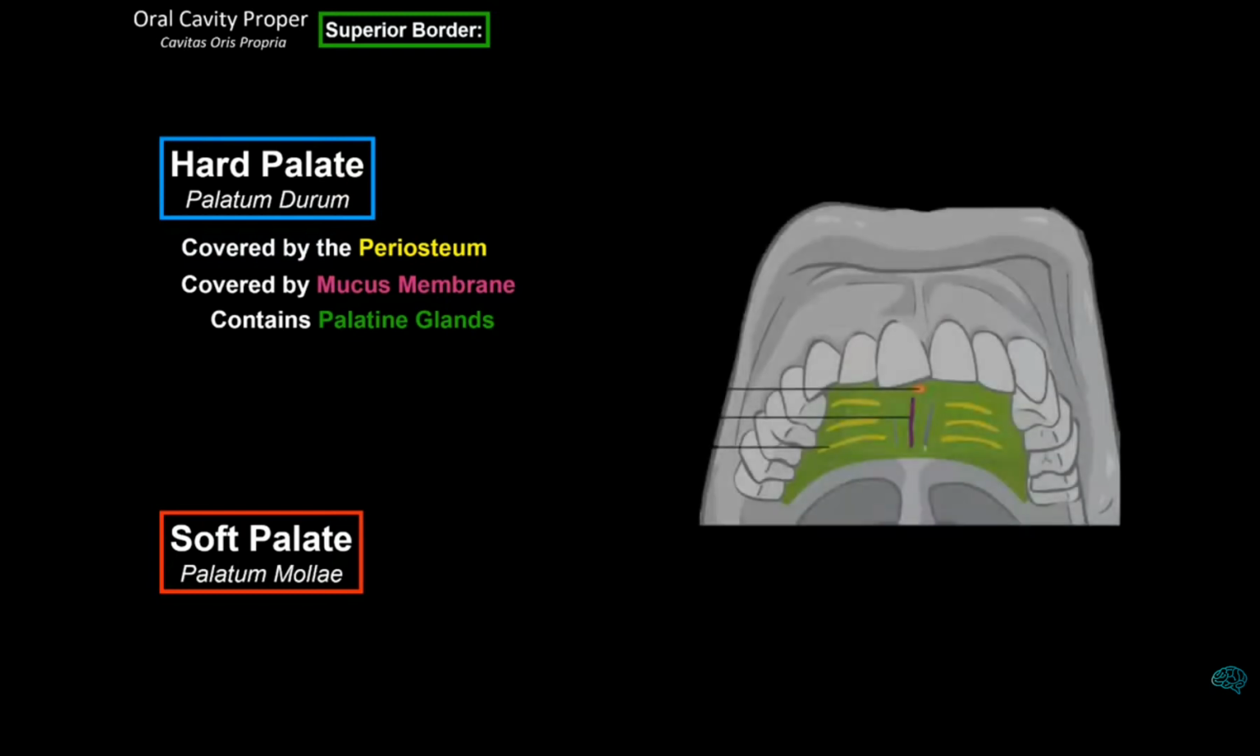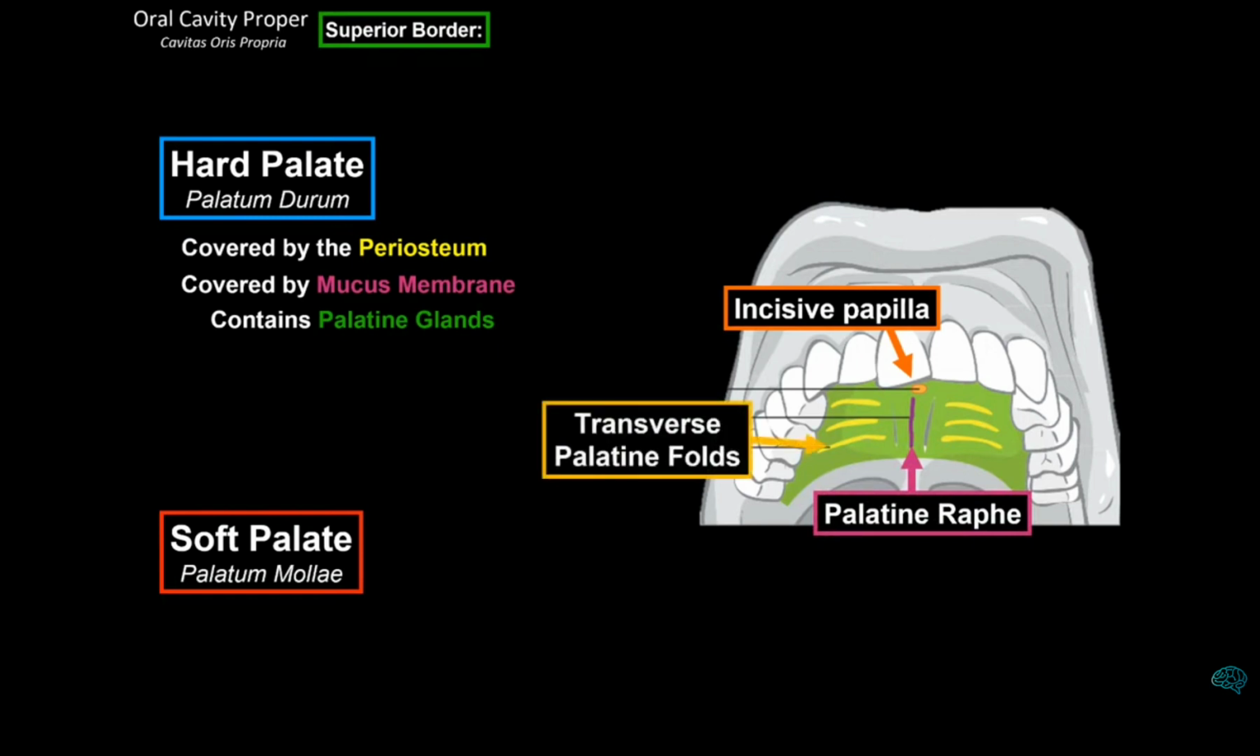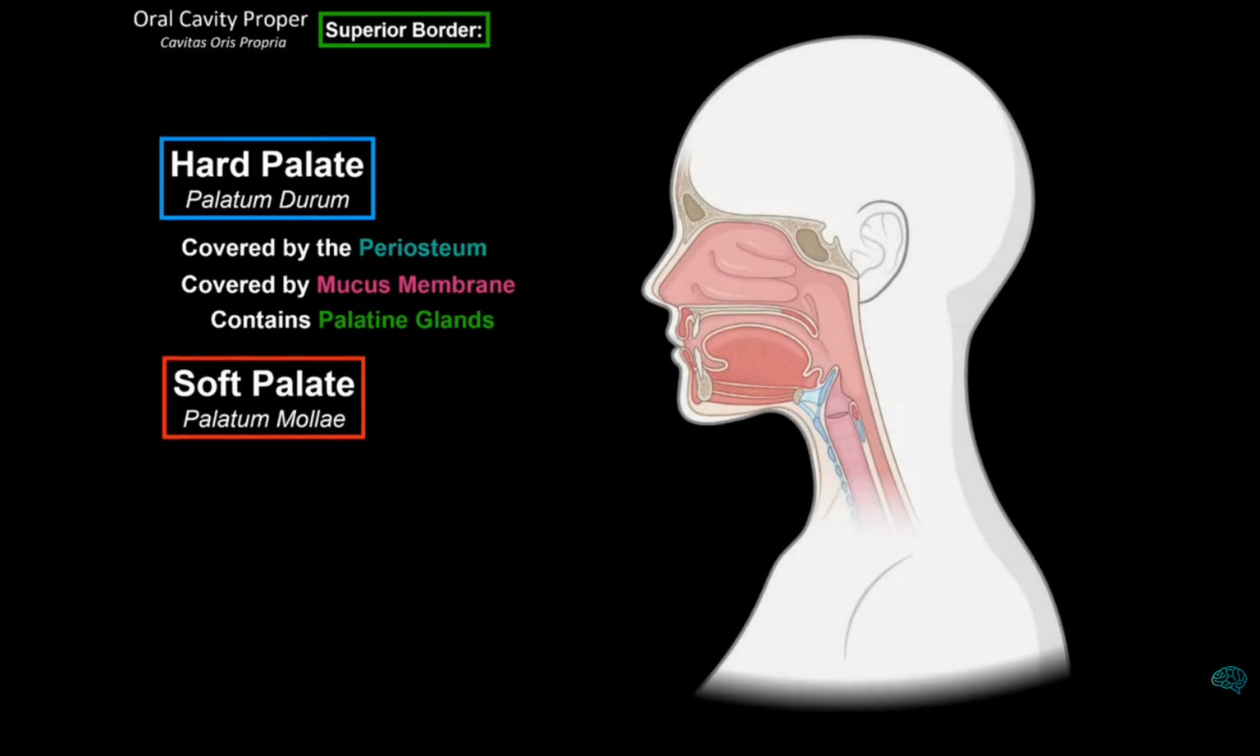Now when you look at the hard palate, there are some distinct structures you can highlight here. First, we have the incisive papilla, which is a small elevation on the mucosa that lies on top of the incisive canal. You can feel it as a very small elevation here in this region. Then in the midline, we can see the palatine raphe, which is a ridge running in the midline. And then there are the transverse palatine folds, which are transverse mucosal folds on the oral side of the palate. So that's everything for the anatomy of the hard palate. Now let's go through the soft palate.